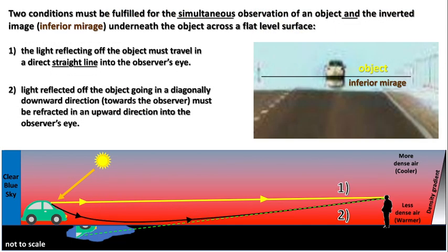Two conditions must be fulfilled for the simultaneous observation of an object and the inverted image or inferior mirage underneath the object across a flat level surface. 1. The light reflecting off the object must travel in a direct straight line into the observer's eye. 2. Light reflected off the object going in a diagonally downward direction towards the observer must be refracted in an upward direction into the observer's eye.